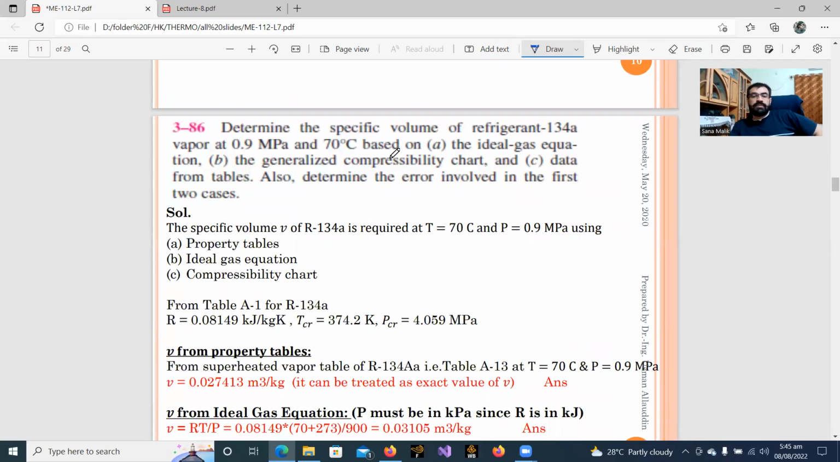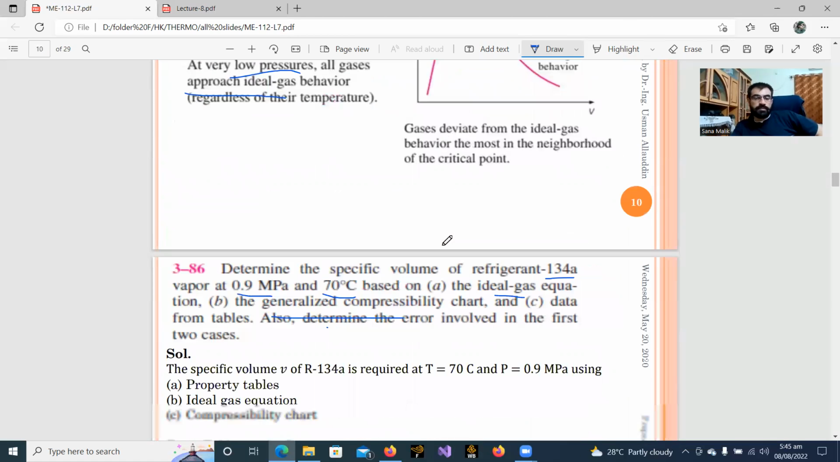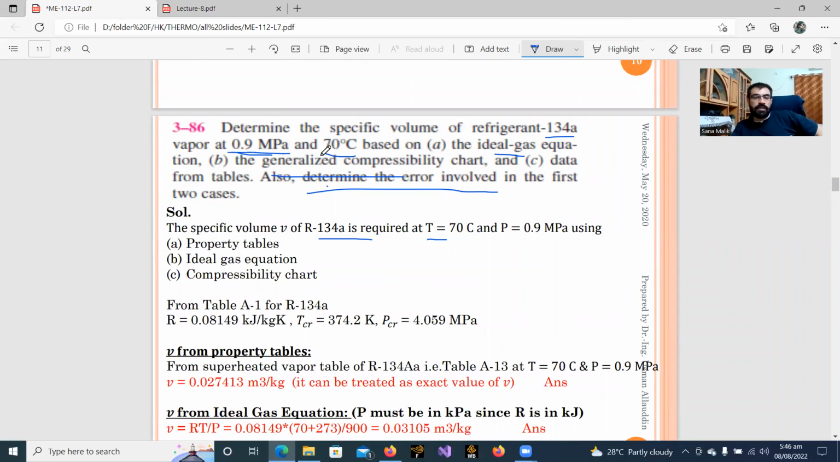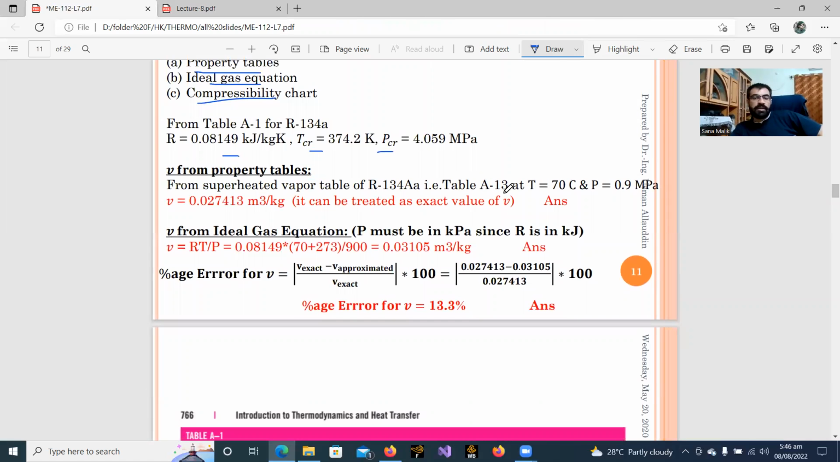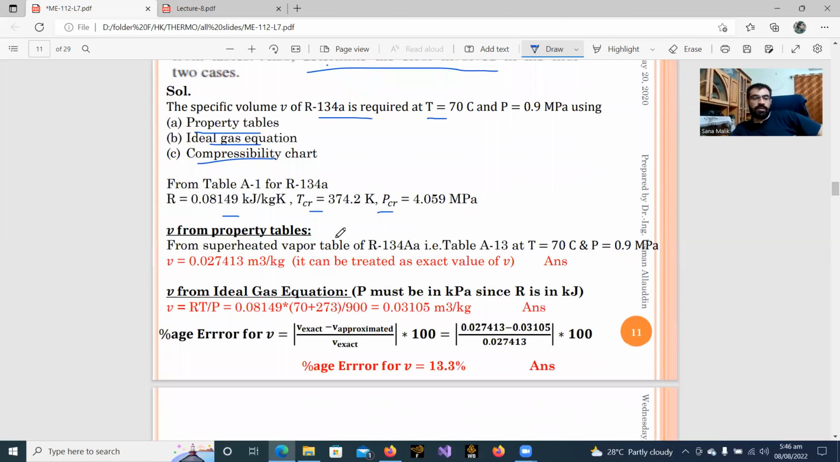So here is the problem: determine the specific volume of refrigerant 134a at 0.9 megapascal and 70 degrees centigrade based on the ideal gas equation, generalized compressibility charts, and the property tables. For that, we will use these relations. From table A1 for refrigerant 134a, you can find the critical pressure, temperature, and R value. From the property table A13, basically the pressure is very high, so we will go to the superheated region, and there we will find the specific volume.